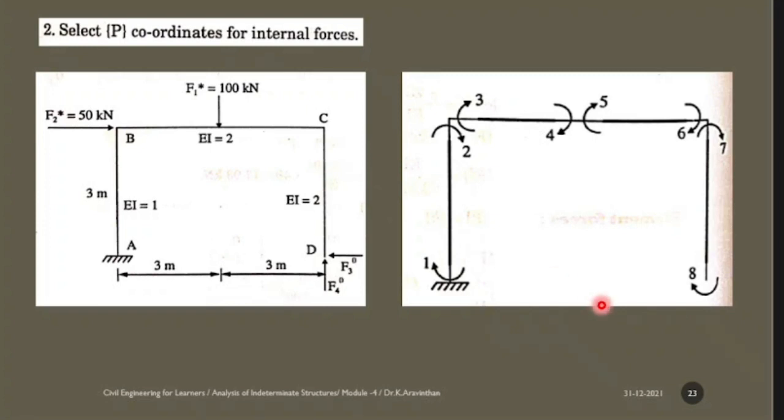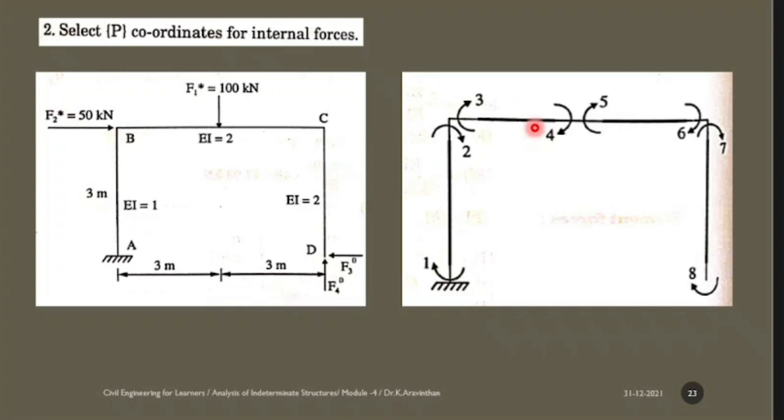This is known as P coordinates for internal forces, and you have 8 number of nodes. You have 4 number of elements. How many flexibility matrix will be there? Alpha matrix. What is the formula? L by 6EI [2 -1; -1 2]. So this is a 2 by 2 matrix.